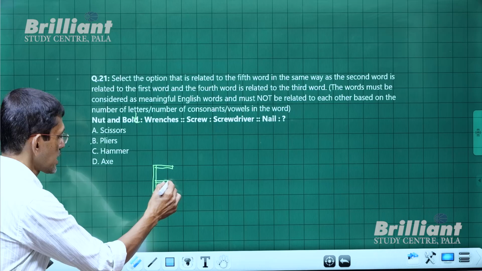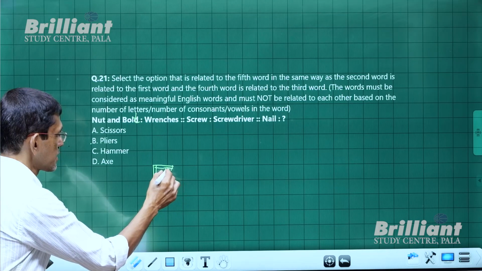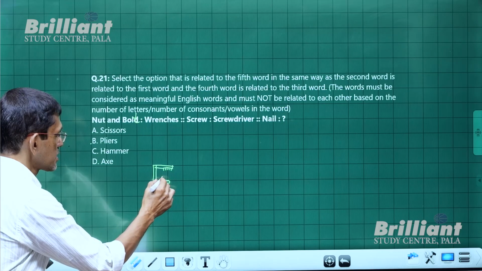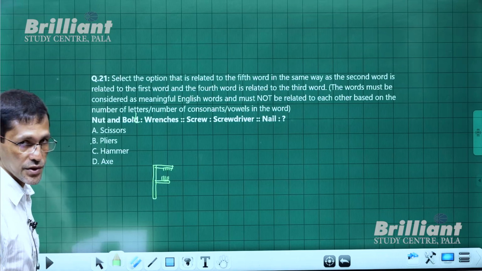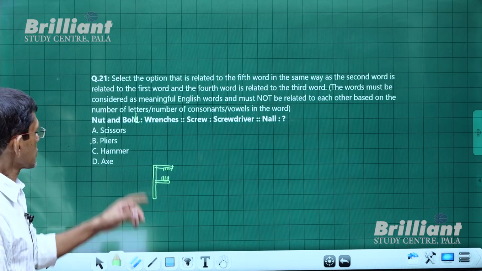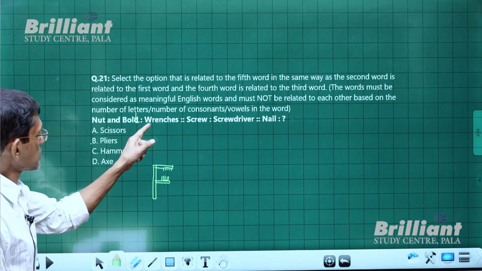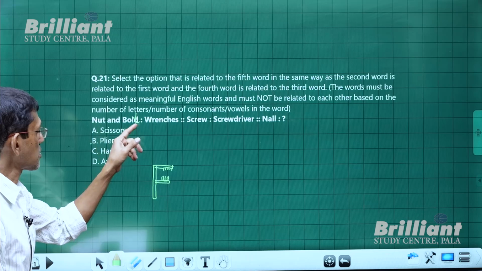So this is called a pipe wrench. There is some kind of grip here. See, this is what it is. This is a wrench, especially the pipe wrench. A nut and bolt is operated with a wrench. A wrench is a tool used for operating a nut and bolt.